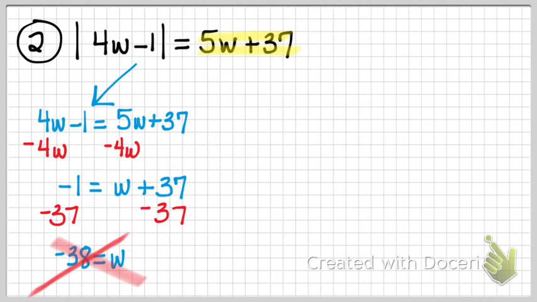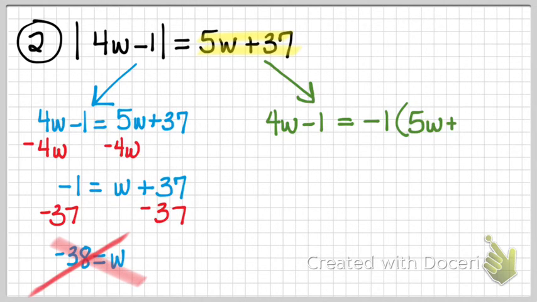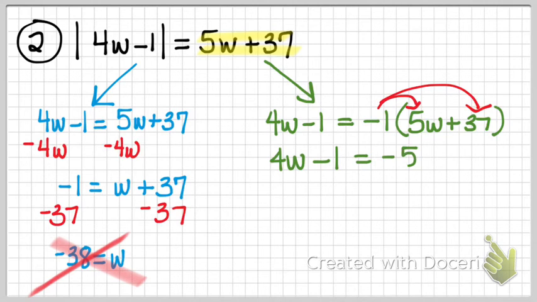So now let's do our second case. For the second case, we have 4W minus 1 equals negative 1 times 5W plus 37. Distribute and solve. Go ahead and see what you get. Solve that for W.